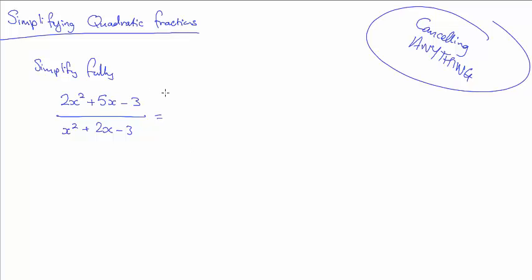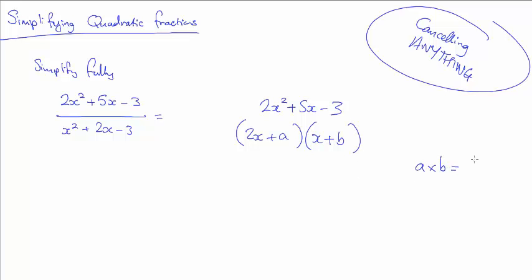Let's just focus on this: 2x squared plus 5x minus 3. We've got to factorize this. So remember, set up your thing. If this isn't making sense to you, you need to go watch the factorizing videos. You're going to get 2 equations. Your a times b should equal minus 3, and your a plus 2b should equal plus 5.